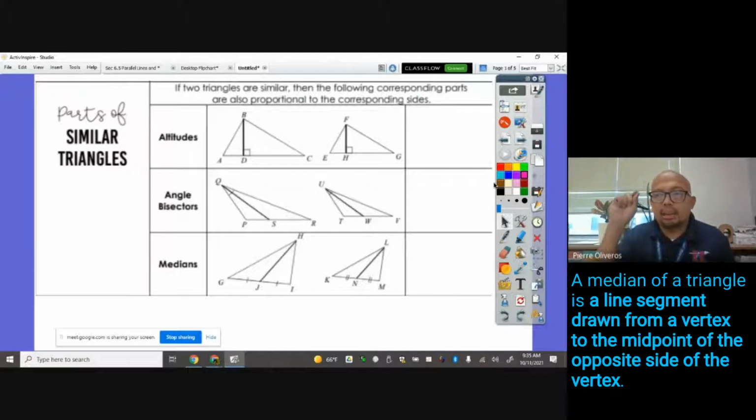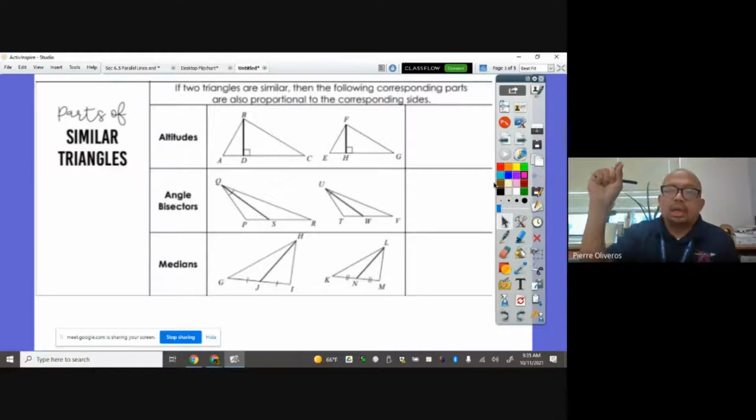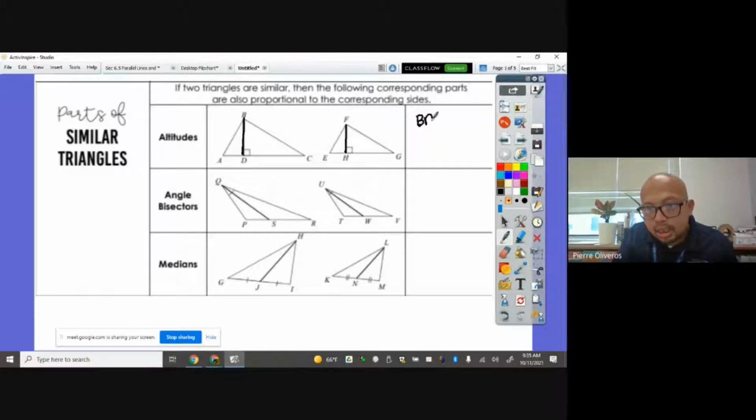Median is a segment from the vertex that goes through the opposite side of a triangle and hits the midpoint. If you are given an altitude, let's say this is an altitude of these two triangles, we can say that BD and FH, both of them are the altitude, that will be proportional to the other corresponding side. For example, let's say I pick AB from the left triangle. What's the partner of AB here? It's going to be EH.